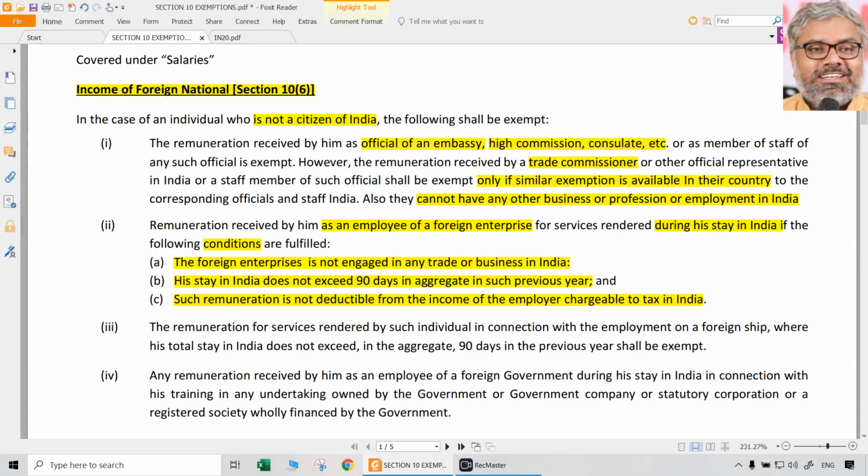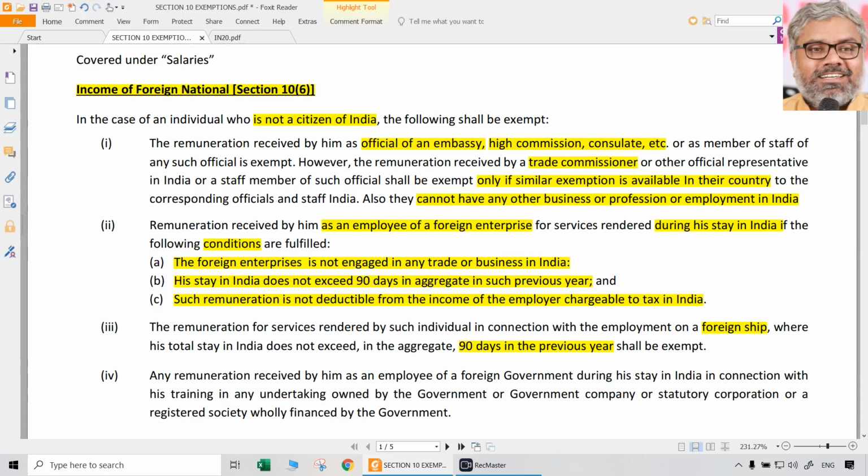Next, the third point: remuneration for the services rendered by such an individual in connection with employment on a foreign ship. Foreign ship. So somebody is employed on a foreign ship and the total stay in India does not exceed, let us say, 90 days in aggregate in the previous year. Then the remuneration received by such an individual also shall be exempt, irrespective of the residential status, naturally.